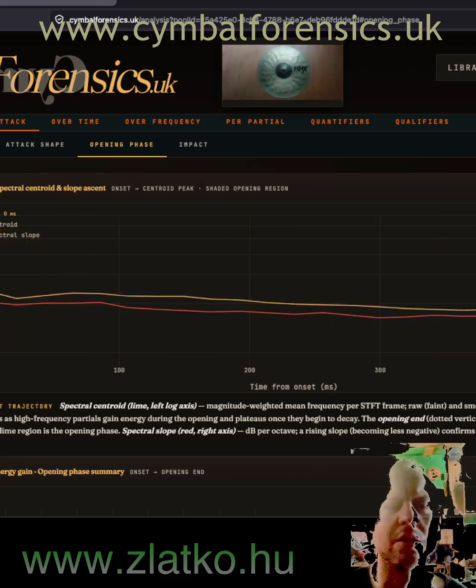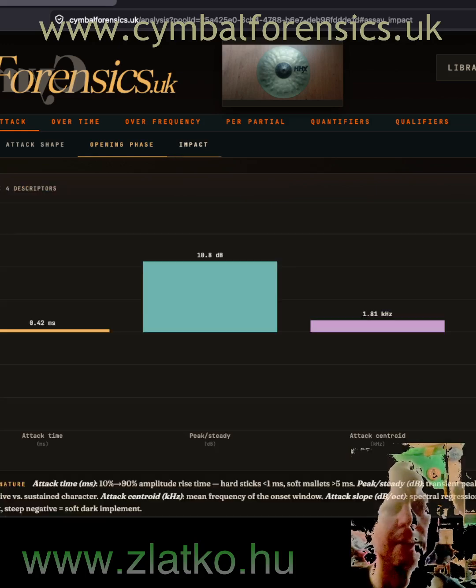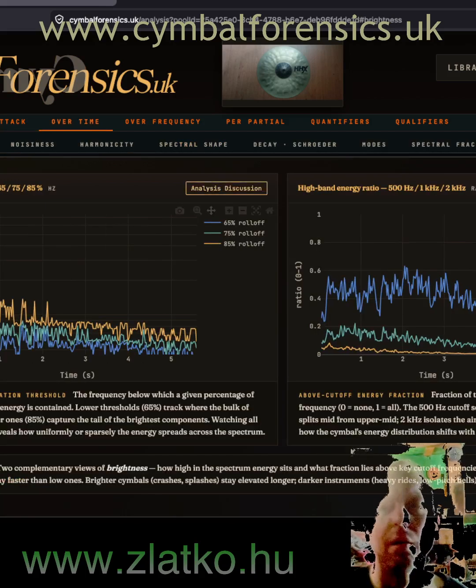The curious thing is that it's actually working out, finding the opening only on the hardest hits, which is curious. I have some things about the impact here.